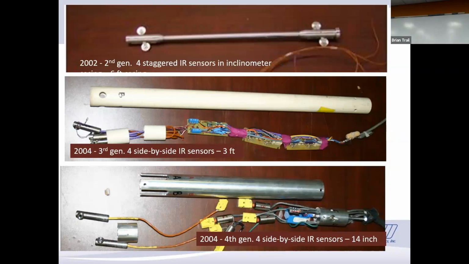They have something that would slide down an access tube. They put it in inclinometer casings. So they used an inclinometer sled with 4 staggered IR sensors because they couldn't fit them inside the small diameter. They made a larger diameter version, and the third generation is 3 feet long. The fourth generation is only 14 inches long, and you can see the IR sensors with the electronics that they had to package to make it all work.